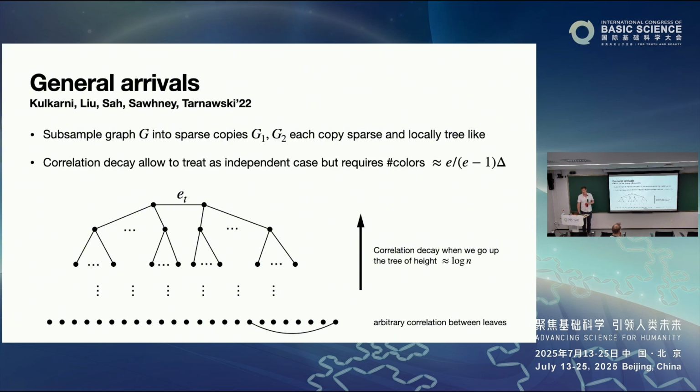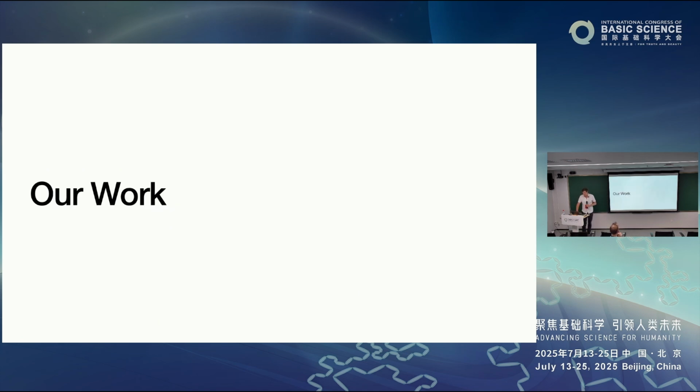The only issue is that the slack required to get this decay is e over e minus 1. So they don't get down to 1 plus little o(1) times delta. But again, they do a very, very smart trick. I think this is often used, like in Weitz's algorithm for counting independent sets and so on. But they use a very smart idea to reduce to the independent case. Okay, so we do something different.